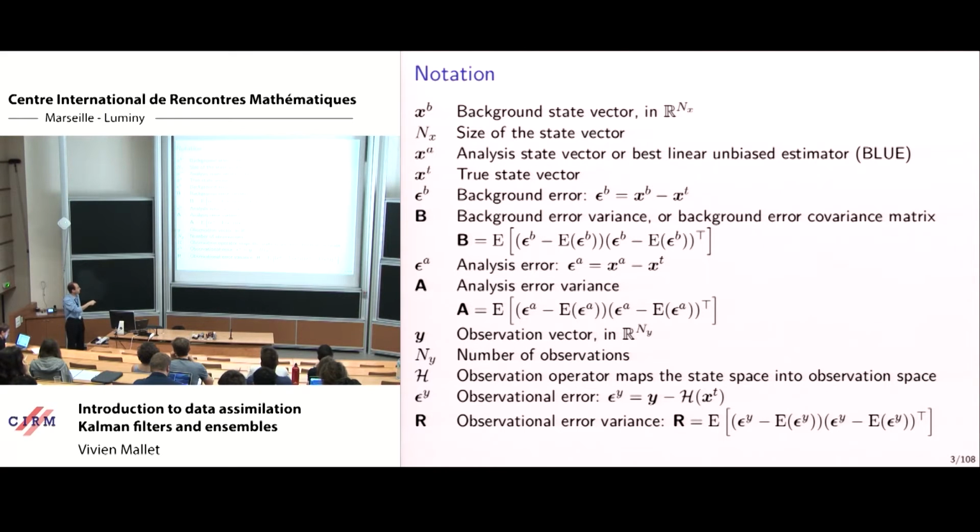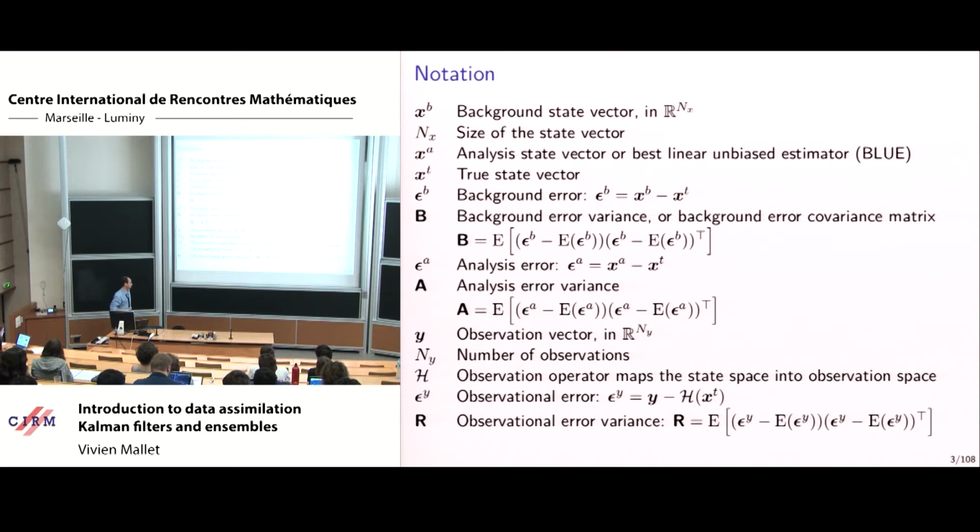Then we compute an analysis, which is an improved state, hopefully. Improved in the sense that the discrepancy between this computed analysis state and the truth is an error which hopefully is lower than the error of the forecast, or by lower I mean that it's going to have a lower error variance, A, or PA, depending on the algorithm. Okay, and then we have observations. Observations are usually at much lower dimension than the state.